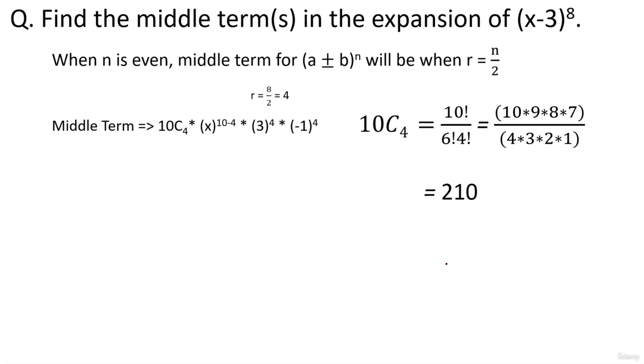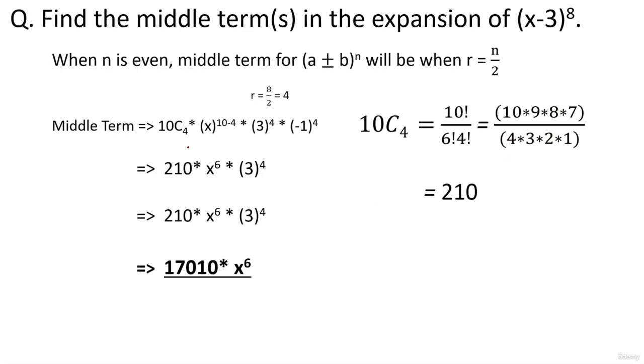Solving, let's first find 8C4. 8C4 is 8 factorial upon 4 factorial into 4 factorial. So you can cancel out 4 2s are 8 and 3 3s are 9, 3 7s are 21, and 10s are 210. As simple as that. So this value of 8C4, guys, you substitute in the given expression, and that gives you the middle term as 210 into x power 6 into 81. Simplifying you'll get 17010. This is the coefficient of x raised to 6, and the middle term will be the combination of these two. So 17010 into x power 6 is the middle term.